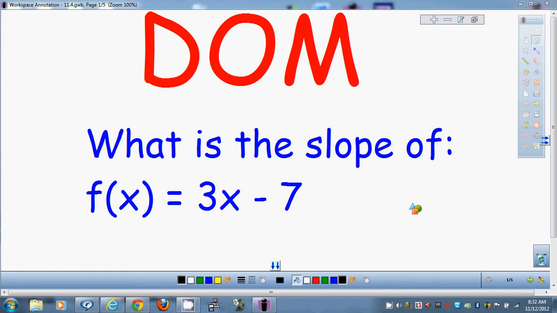This is nice and easy because what kind of graph is this going to be if we graph it? It's going to be a line. And all lines have the same slope, right?